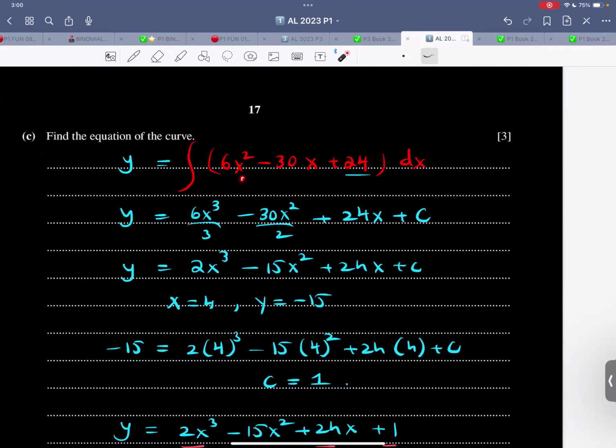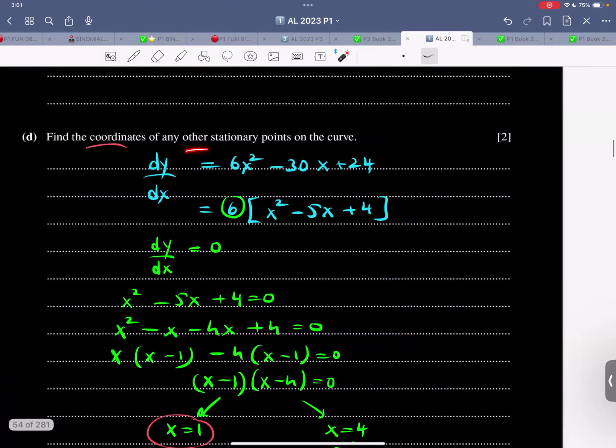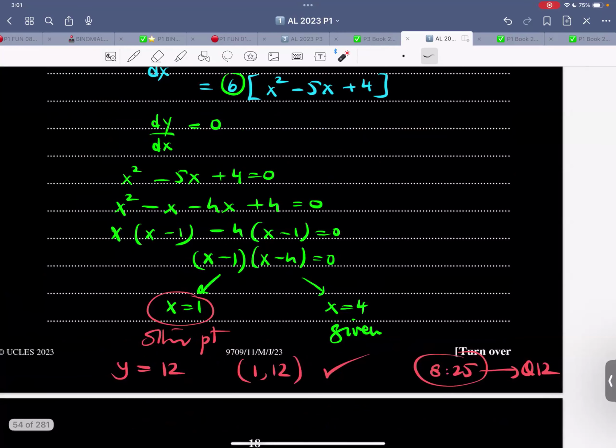Part C, integrate each term individually. There is a constant of integration. Plug in x is 4, y is negative 15. This is A and negative 15. That is what we are plugging in. You find C equals 1. You find the equation of the curve. Coordinates of any other point on the curve: take 6 common, no issue, because it's equal to 0. Middle term factorization. x equals 4 was the given point, that was the A. x equals 1 is the other point. Plug in, you find the y value. This is the y coordinate.